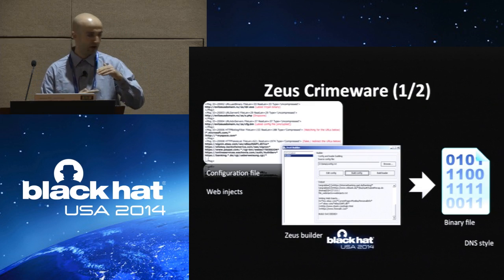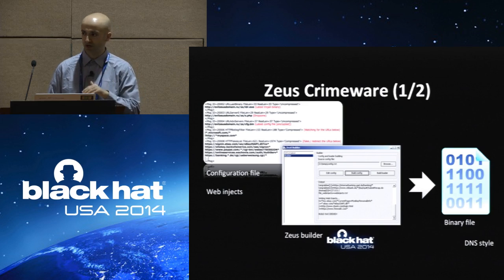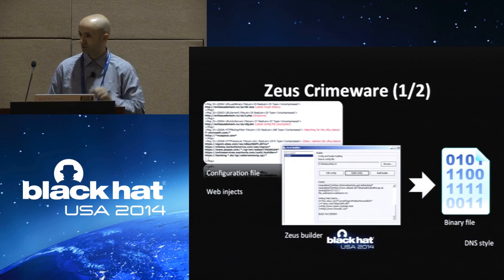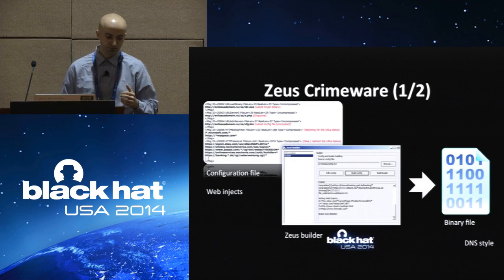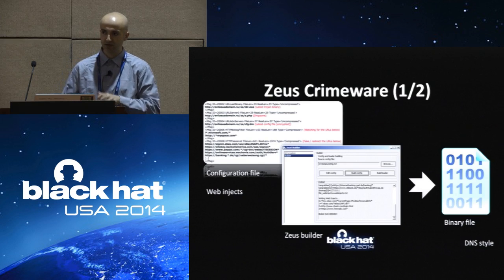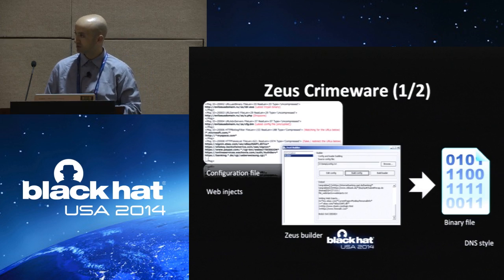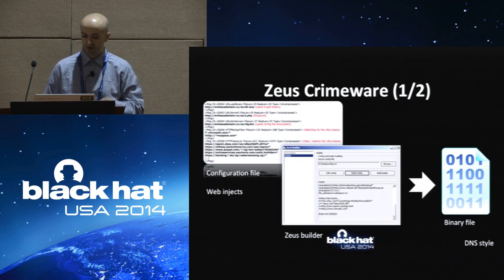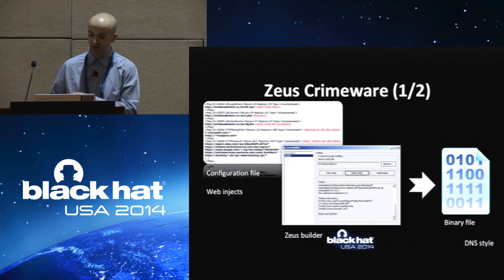And then you have web injects. These web injects are important because Zeus is mainly a banking Trojan, and it tries to intercept the traffic between the browser of a client and the bank, let's say the banking website, and it introduces extra scripts or HTML to ask you for extra information, like the PIN number. And then you have a builder that takes that input and generates the binary.